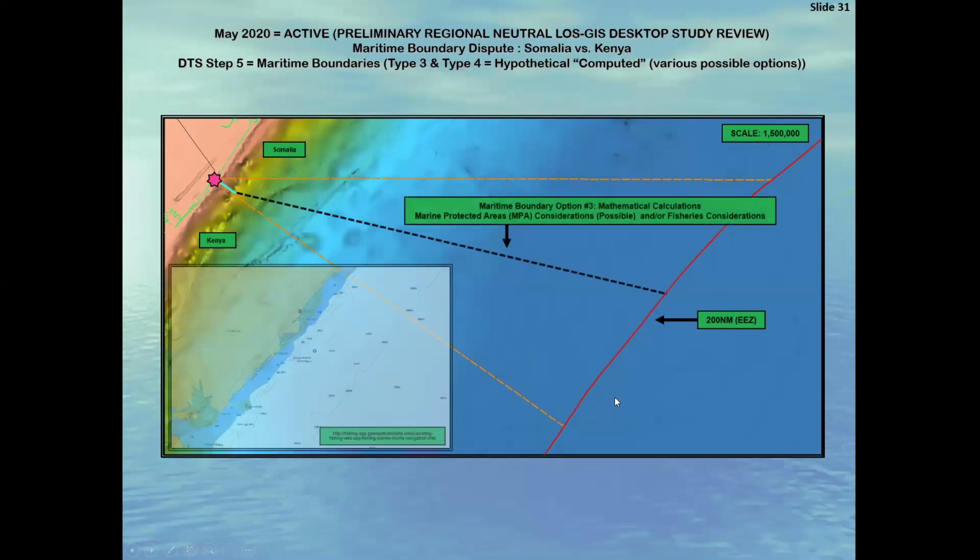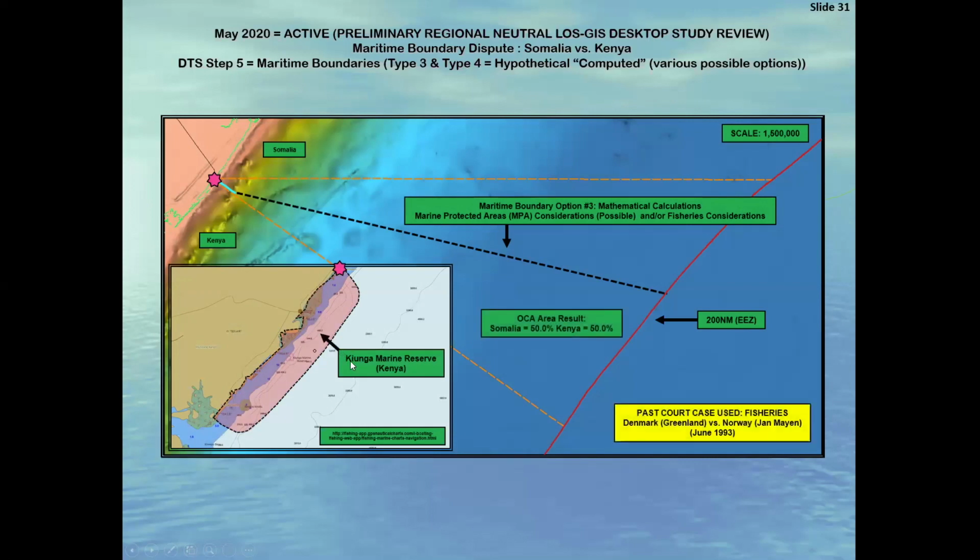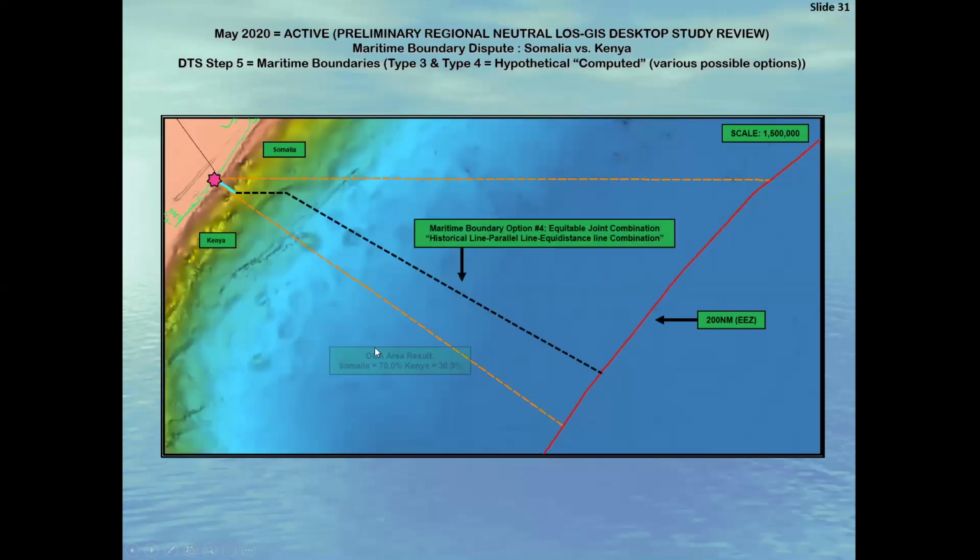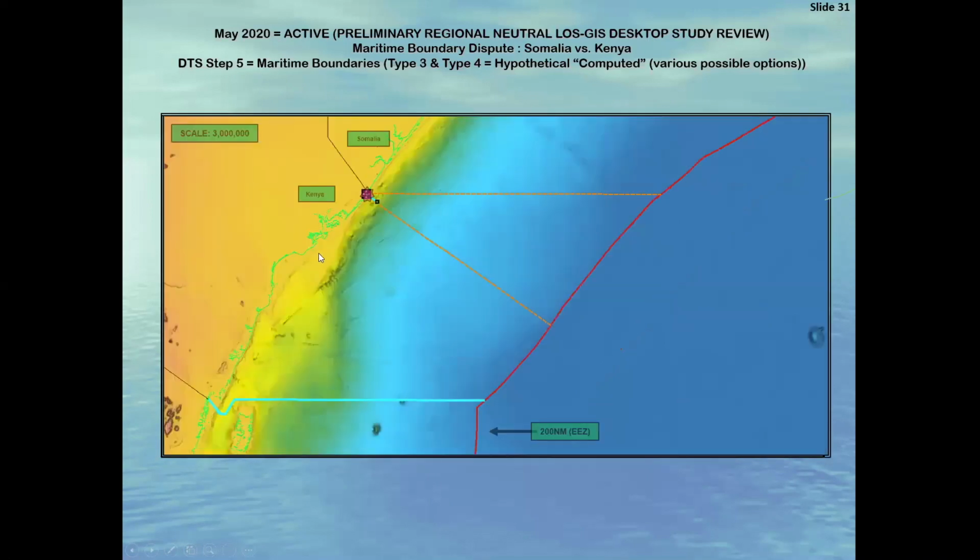Here's a completely different one, but we did want to consider it because of marine protected areas, which Kenya does have historically here in the Kiunga Marine Reserve, and or considering fisheries. There is a past court case, Jan Mayen, Denmark, Norway in '93, that used that to give a split of the waters 50-50. So we draw that as a possible line. A completely different one that I still thought was useful was a combination line used by the courts in January 2014, Peru, Chile, whereby they give consideration of one country's parallel line and the other's strict equidistance.